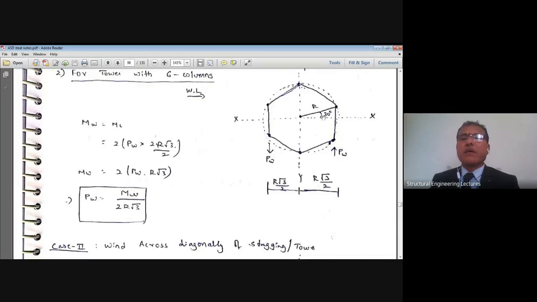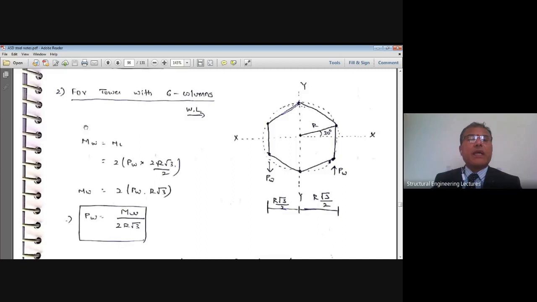Then this is the CG of that tower. The angle between these two columns is 60 degrees, because 360 divided by 6 is 60. With respect to horizontal, this column is inclined at 30 degrees. Therefore, if this radial distance is r, then the horizontal distance is r root 3 by 2. Then similarly, you can find the vertical distance also. Therefore, the distance between these two columns is r root 3. This column to this column, and this column to this column, is r root 3.